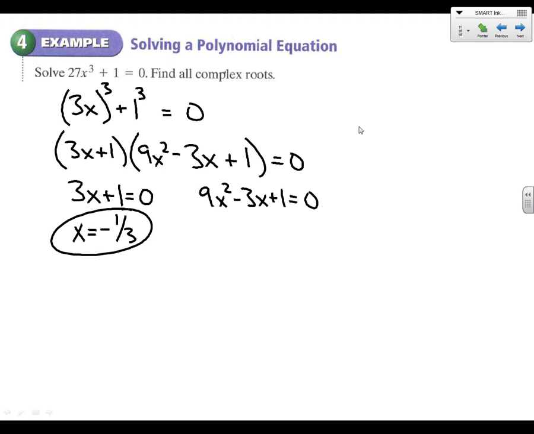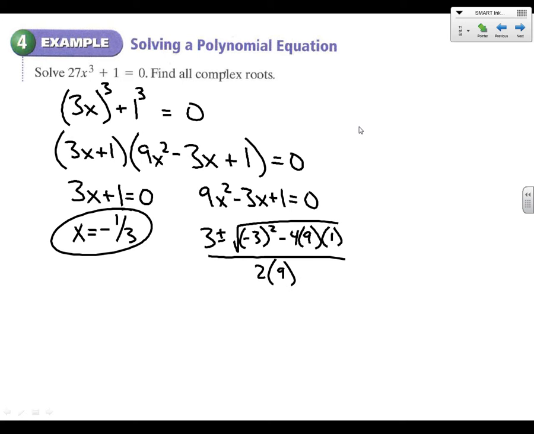So if it doesn't factor, we need to go in and use the quadratic formula. So negative b plus or minus square root of b squared minus 4ac, all over 2a. Let's clean this up. 3 plus or minus the square root of 9 minus 36, which is negative 27, all over 18.